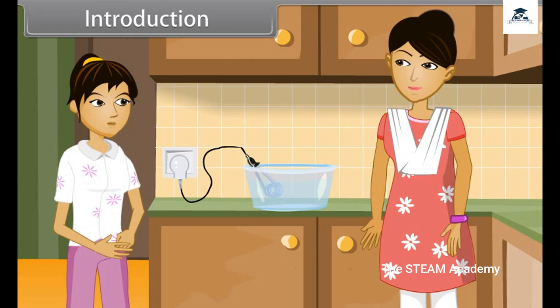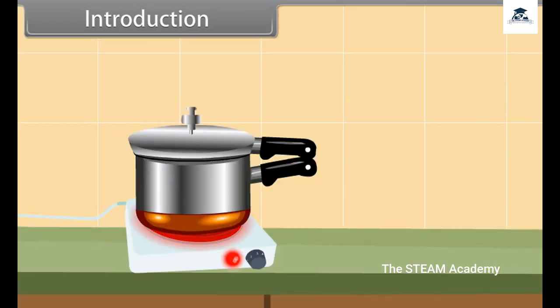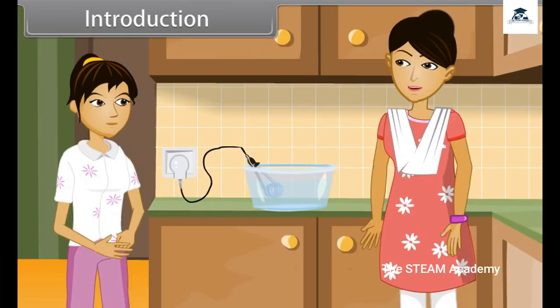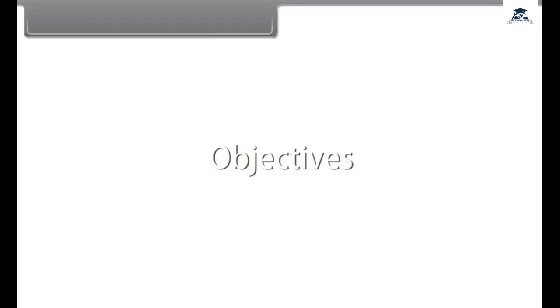How can electricity heat water or cook food, such as in an electric cooker that you use to cook rice? This is all because of the heating effect of electricity. Let me explain this to you. Children, in this lesson, you will learn about electric current, electric circuits and effects of electric current.